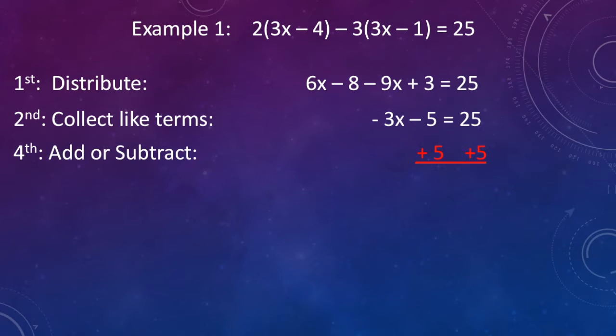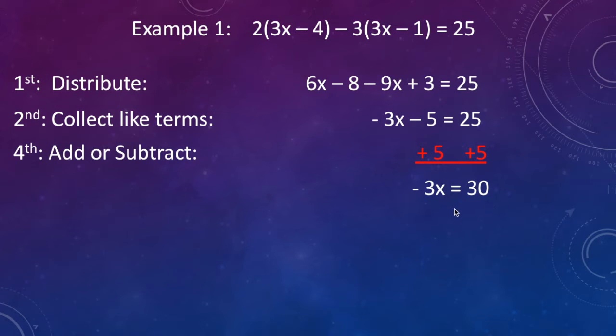And that's how we get rid of that 5 right here, right? It's going to become 0 because the signs are opposite. And go ahead and we bring down everything that we didn't touch on the left side, which is that negative 3x. And on the right, 25 plus 5 is 30. And we are at our last step.